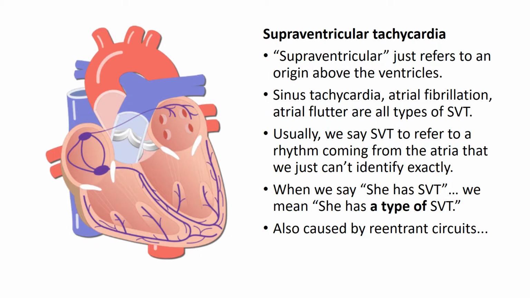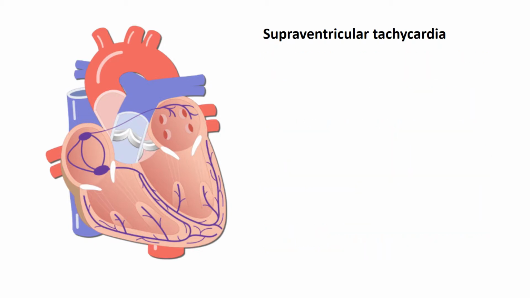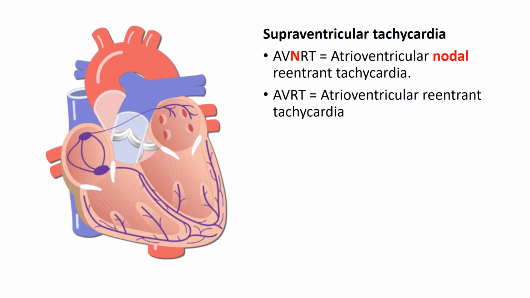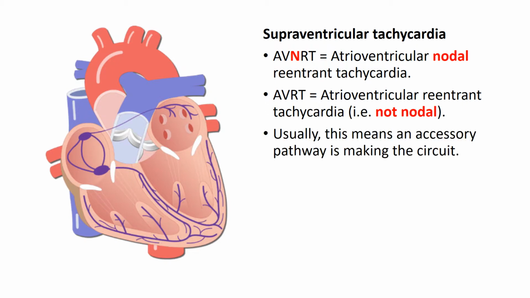SVT is also caused by a re-entrant circuit, and there are two major categories that I'm sure you learned about in med school and forgot everything about, but that's AV-NRT and AV-RT. Don't overthink this. AV-NRT means atrioventricular nodal re-entrant tachycardia, so it just means that the re-entrant loop is somewhere in or around the node, and that's what's causing the ventricles to depolarize. In contrast, AV-RT refers to an atrioventricular re-entrant tachycardia, which is just not nodal, and that's why they've taken out the N. Usually this means that there's an accessory pathway that's making the circuit.